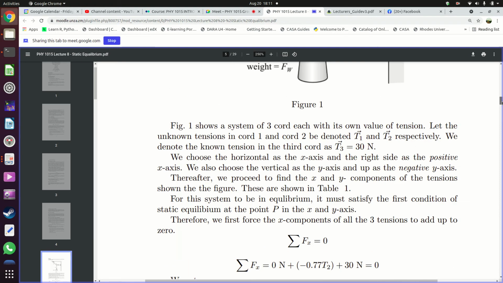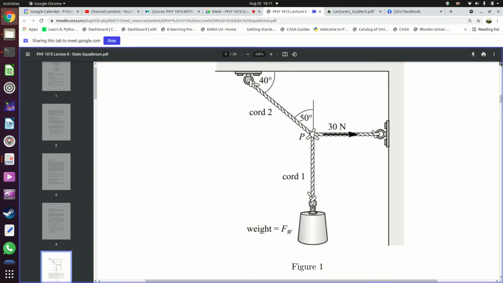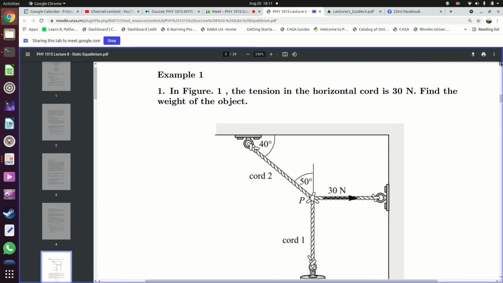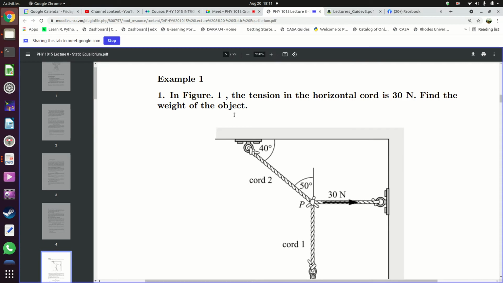Okay, so in this first example, we are being asked to... Example number 1, in figure 1, the tension in the horizontal cord is 30 newtons. Find the weight of the object.